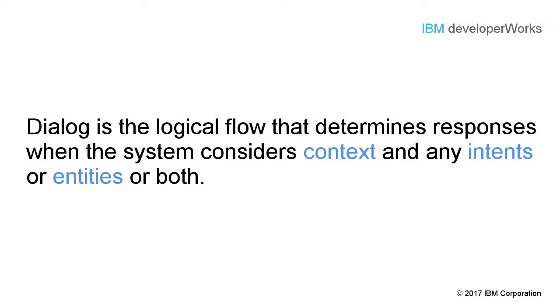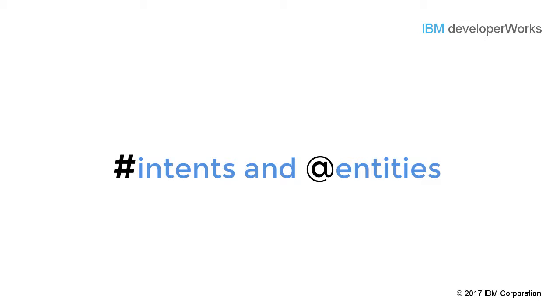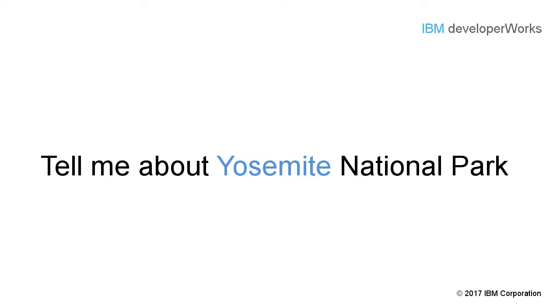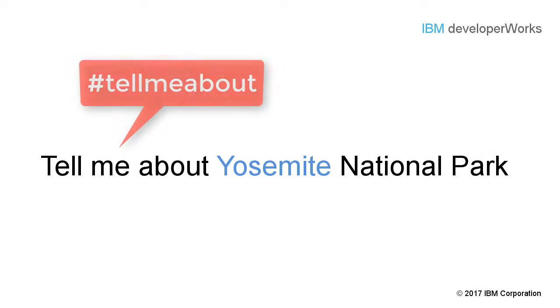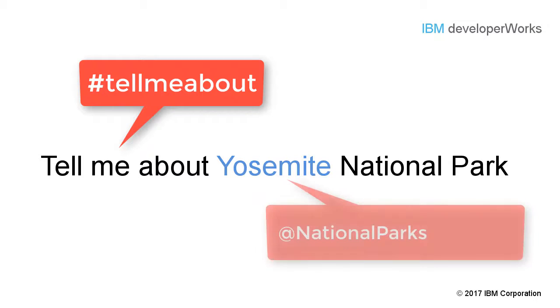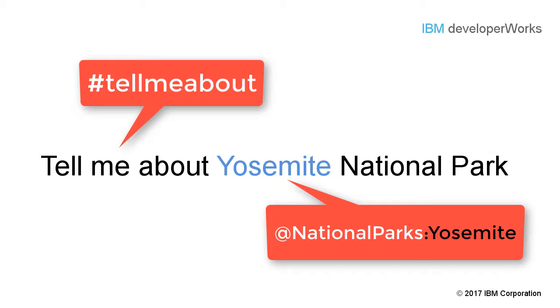In Watson Conversation, dialogue is a logical flow that determines the responses provided when considering context and any entities or intents that are identified. Let's start with intents and entities. Given the utterance, "Tell me about Yosemite National Park," we already know this expresses the "tell me about" intent. We also talked about creating a national park's entity, whose values might include Yosemite, Yellowstone, Arches, and more.